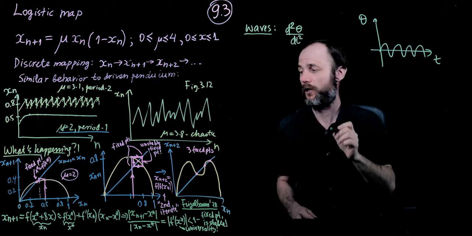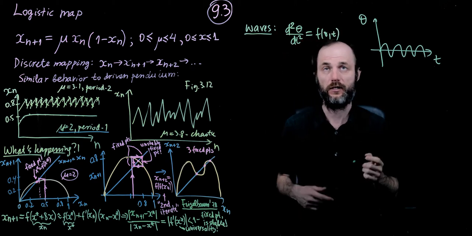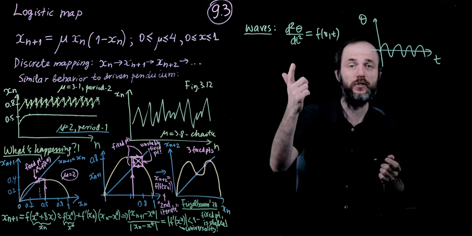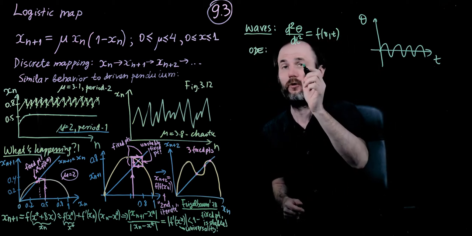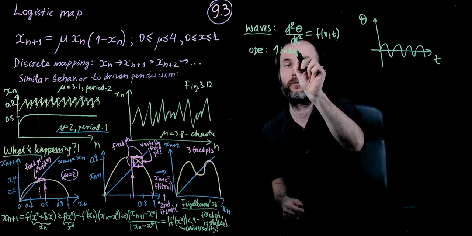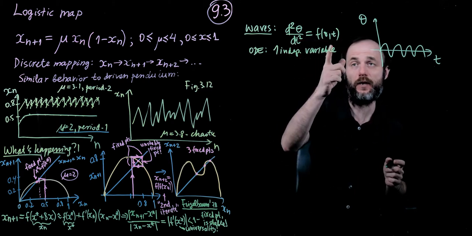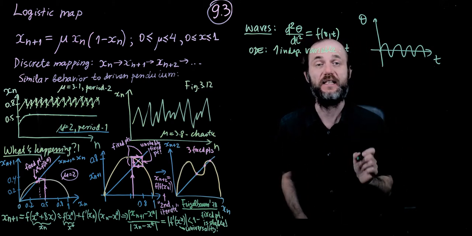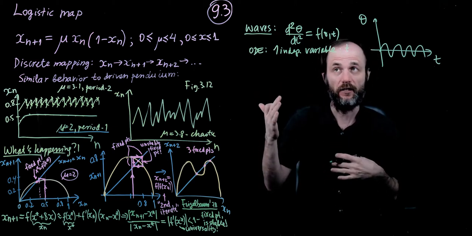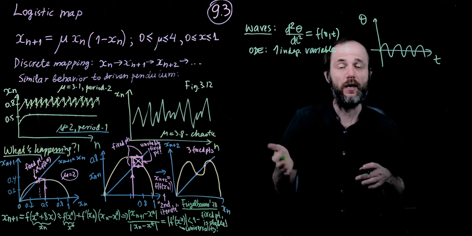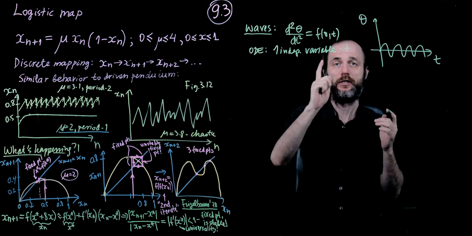d squared theta over dt squared is equal to f of theta and t. And that was an ordinary differential equation. There was only one independent variable. That was t. Everything else depended on t. There could be many dependent variables, theta, omega, but all as a function of only one independent variable, t.